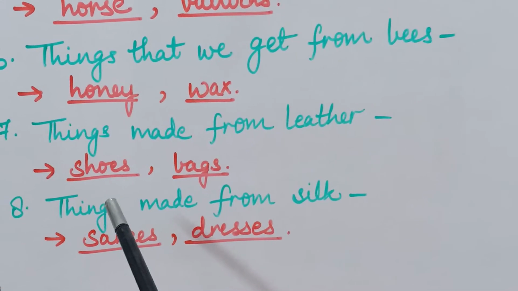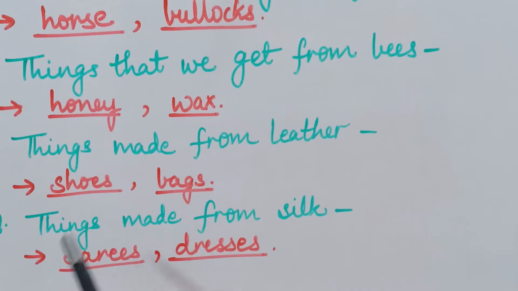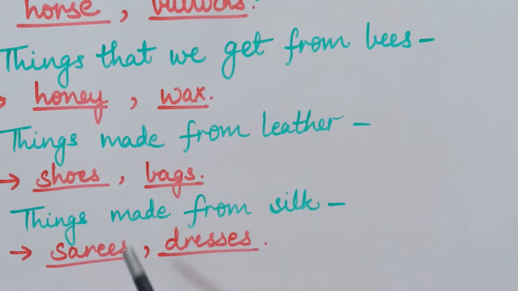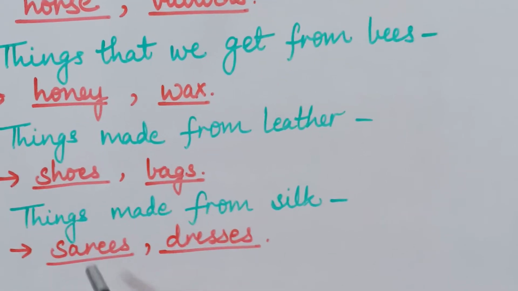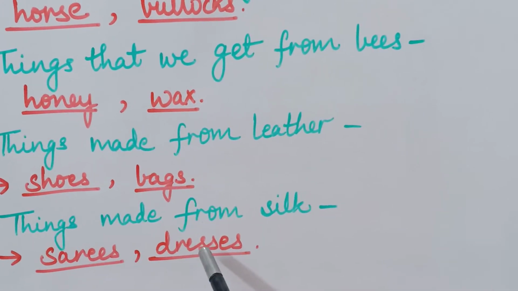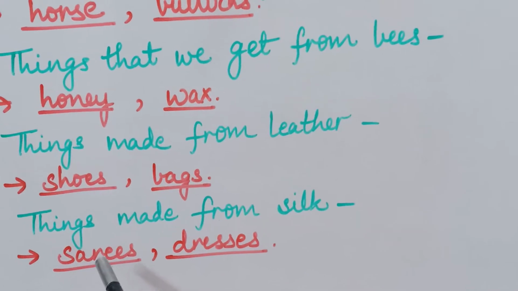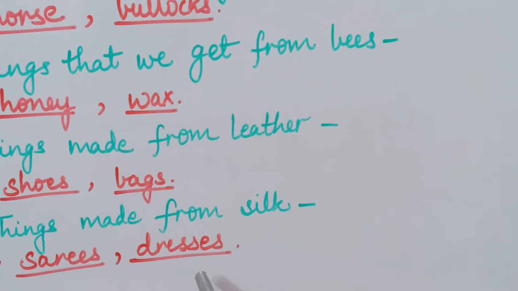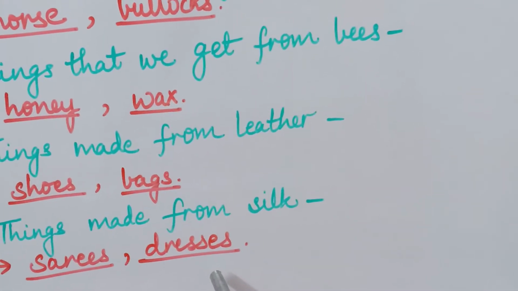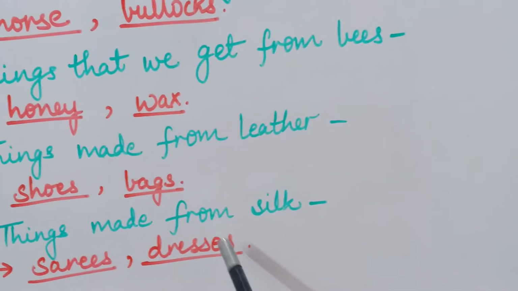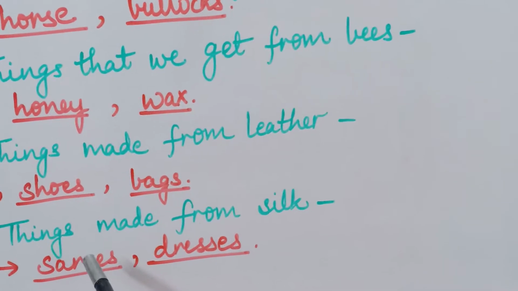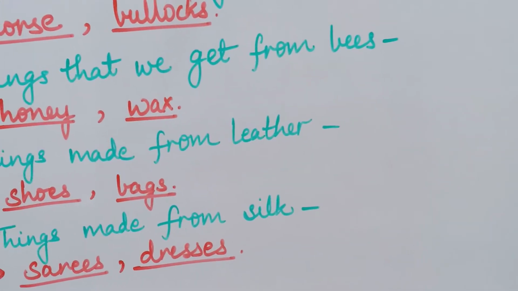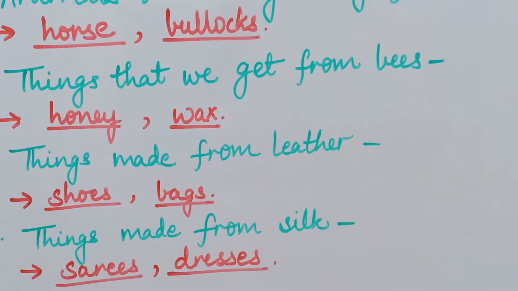Now the last point, that is the things made from silk. Silk से कौन सी दो चीज़ें बनी होती हैं? Saris and dresses. Here, if you don't remember saris and dresses, you can write scarves and shirts. From silk we make saris, dresses, scarves and shirts. So you can write any two examples.